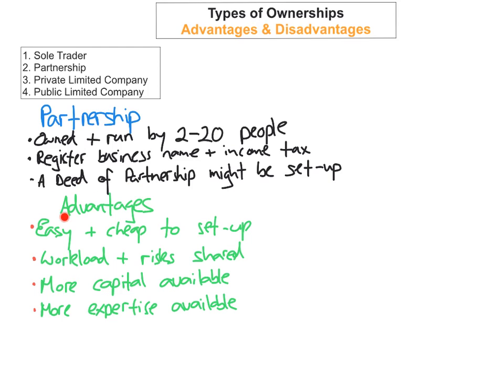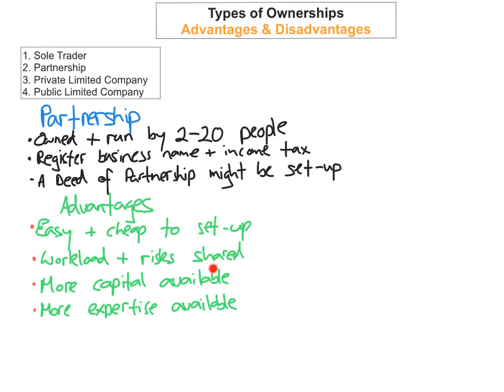So some of the advantages of setting up a partnership is that it's easy and cheap to set up, similar to a sole trader. One of the big advantages of a partnership over a sole trader is that the workload and risks are going to be shared. Okay, so there's going to be at least 2 people, and there might be up to 20 people in the partnership. So the workload and risks will be shared amongst the partners.